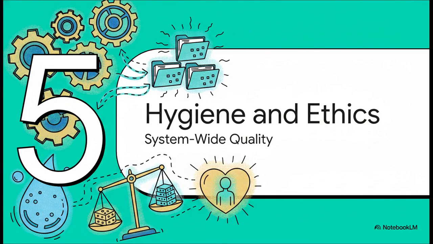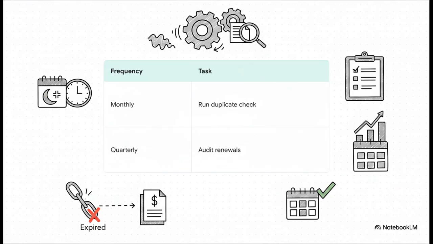Finally, we've arrived at Section 5, Record Hygiene and Ethics, looking at system-wide quality. I know record hygiene doesn't sound glamorous, but following a routine schedule absolutely prevents massive system failures. Monthly, you should be using the CRM's built-in tools to run duplicate checks and merge any redundant records. And quarterly, you need to audit your contract renewal dates.